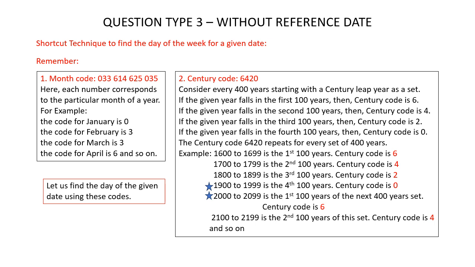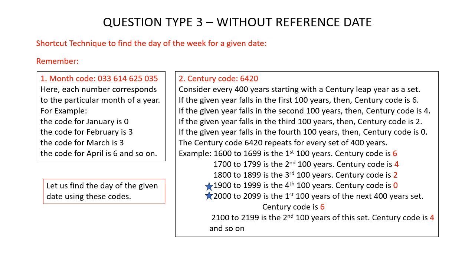Next is 1700 to 1799. 1700 to 1799 is the second 100 years. If any year falls between 1700 and 1799, then the century code is 4. The next 100 years is 1800 to 1899. So 1800 to 1899 is the third 100 years. If any year falls between 1800 and 1899, then the century code is 2.